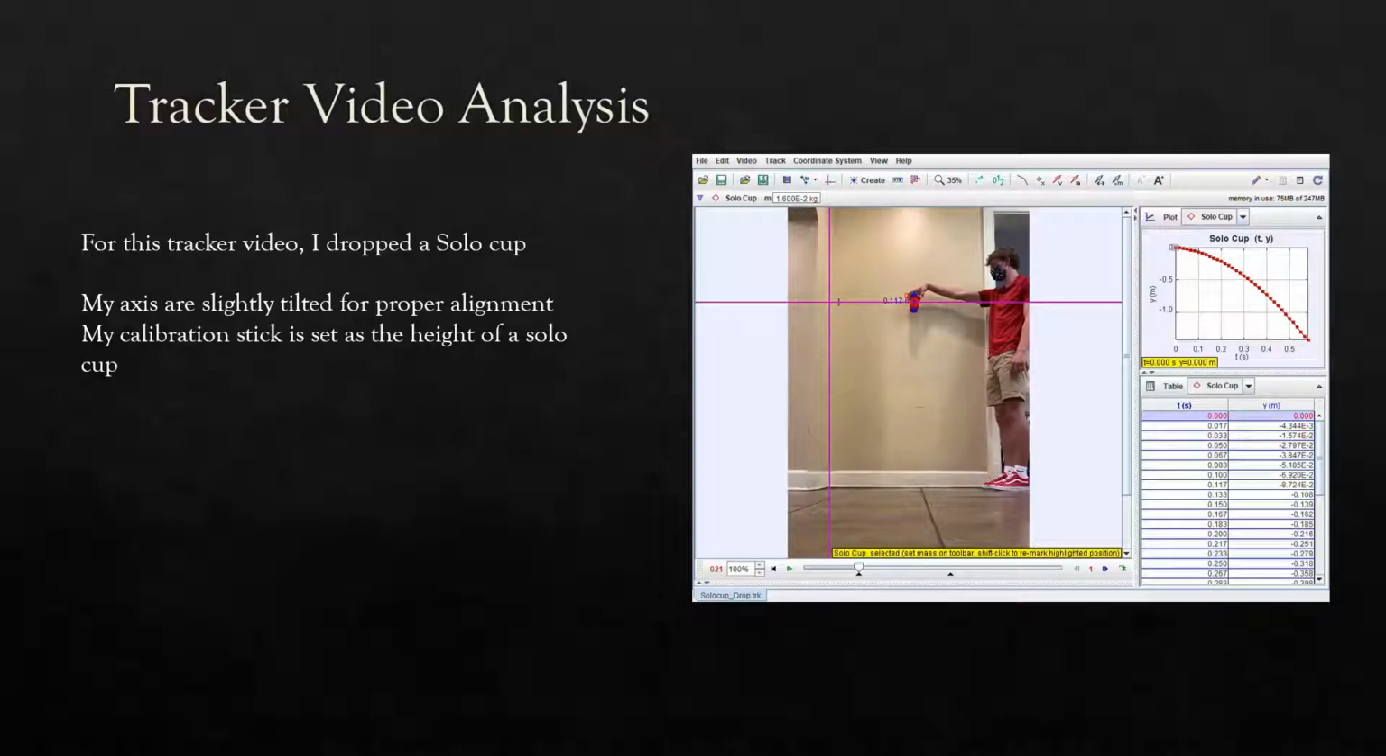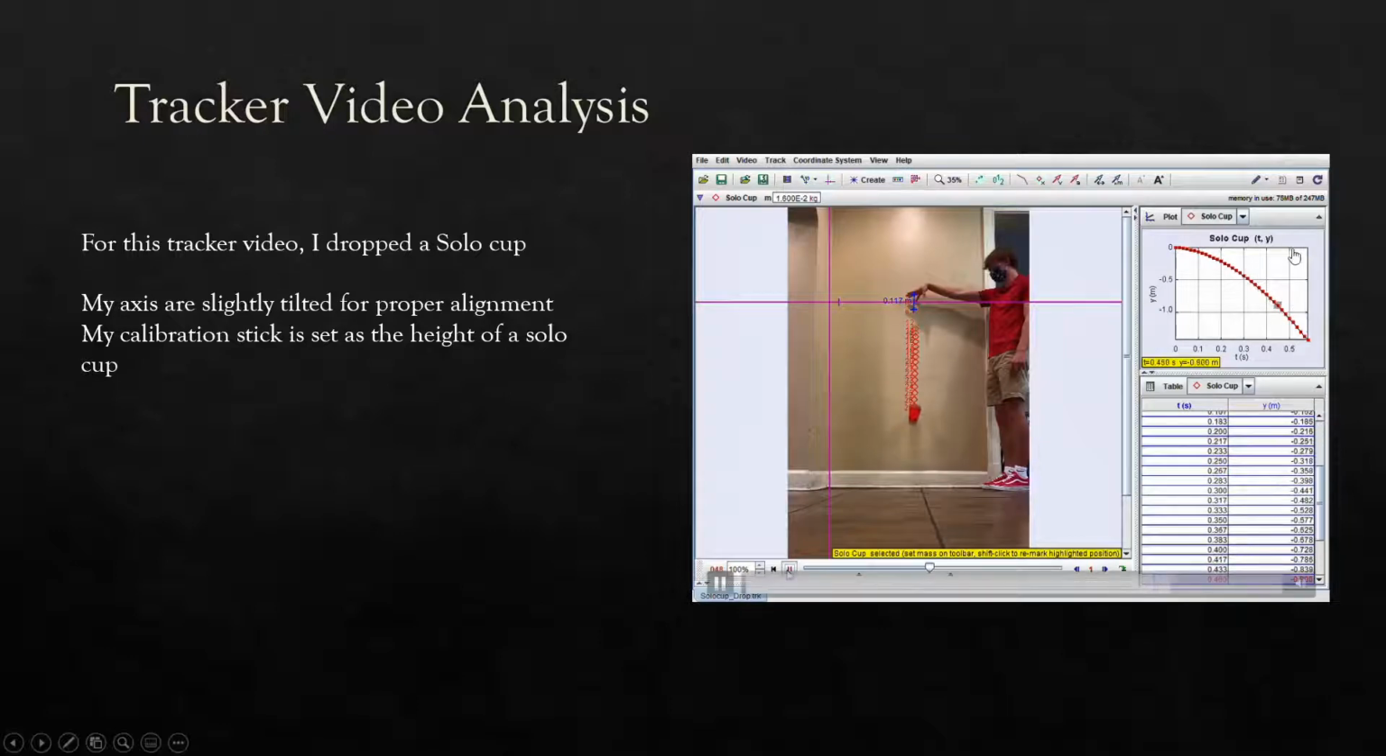So in this video, I analyzed a solo cup and Tracker. As you can see here, I set my axes right here, with the origin at the center of the solo cup, and my calibration stick to 0.117 meters, which is the standard height of a solo cup. So if we forward it in here, we can watch my Tracker video as I drop the cup. As we see these red spaces over on the right, we have our t, time versus position for y. And then we see as the cup drops, the space between the dots becomes larger and larger as it accelerates closer to Earth.